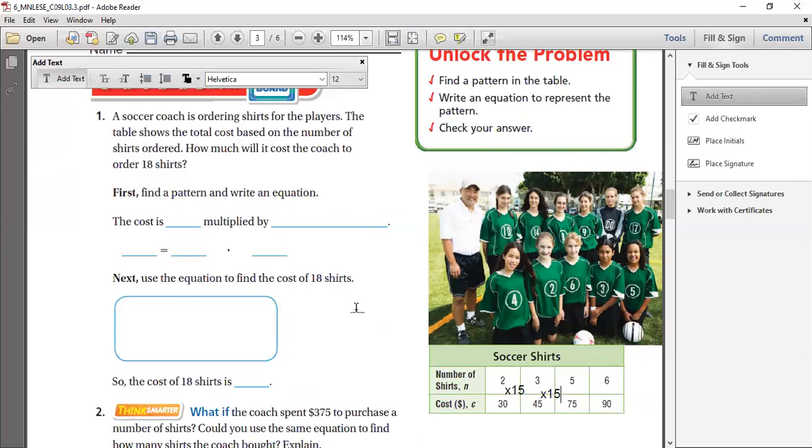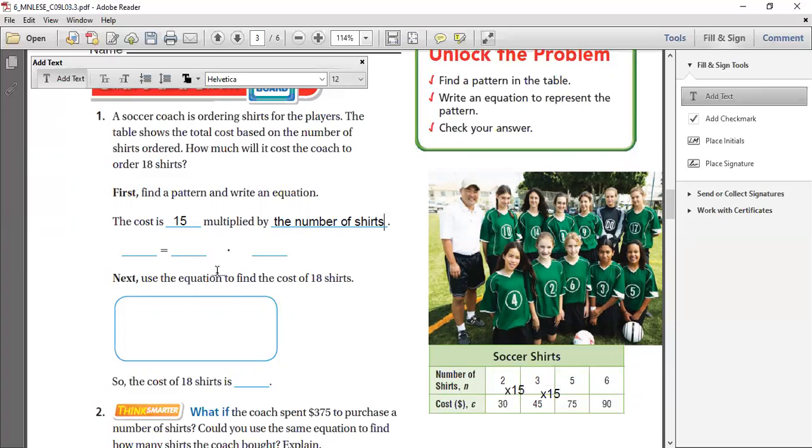Okay, so the cost is C, that's going to be the dependent one. N is going to be independent. So the cost is how much? The cost is 15 multiplied by, what did we multiply 15 with? By the number of shirts.